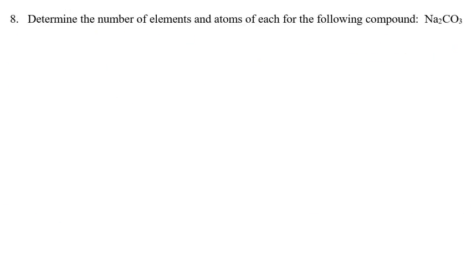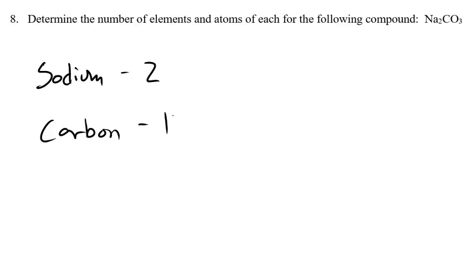Question 8. Describe the number of elements and atoms for Na2CO3. All right, Na is our sodium, and there are two of those. C is carbon. It's 1. O is oxygen. We have 3.